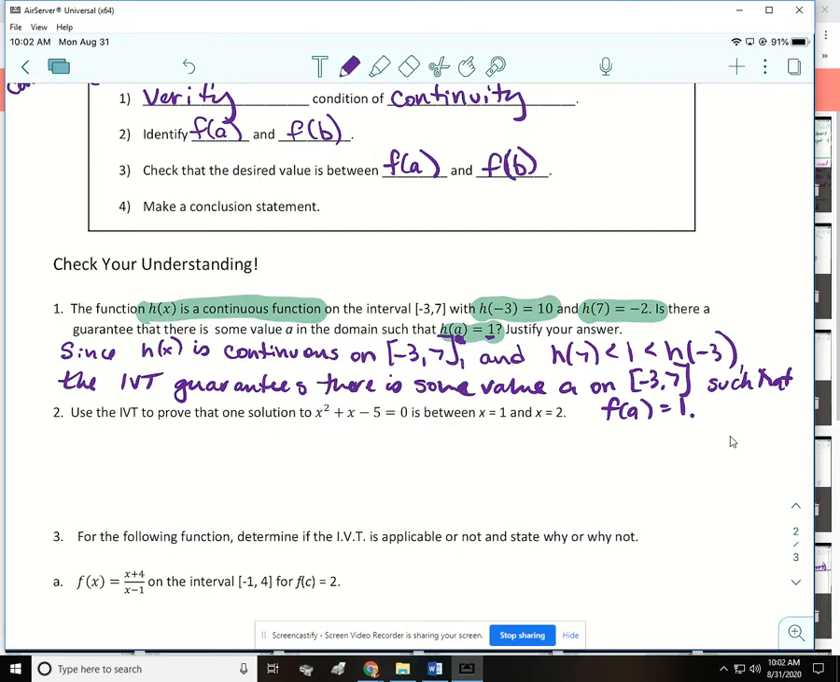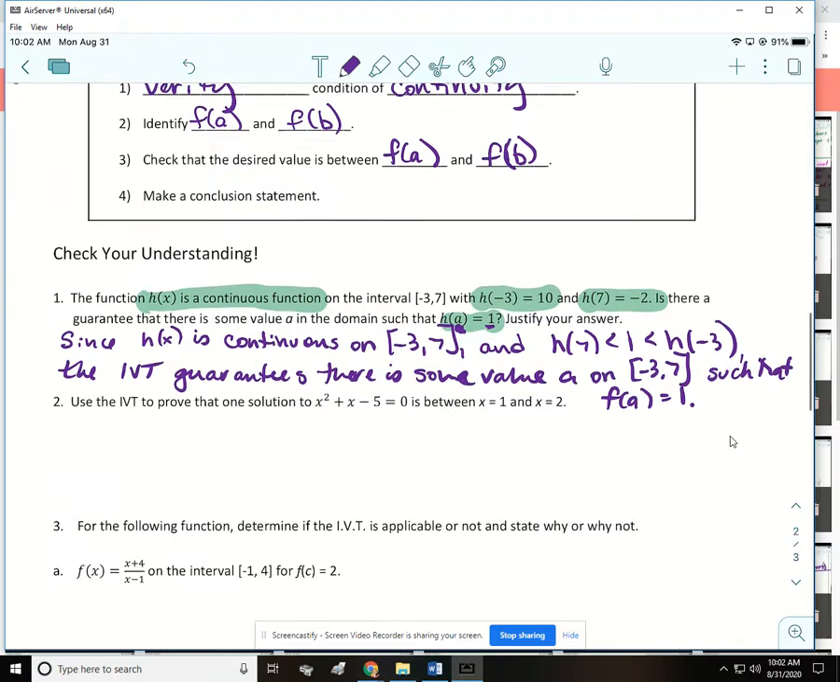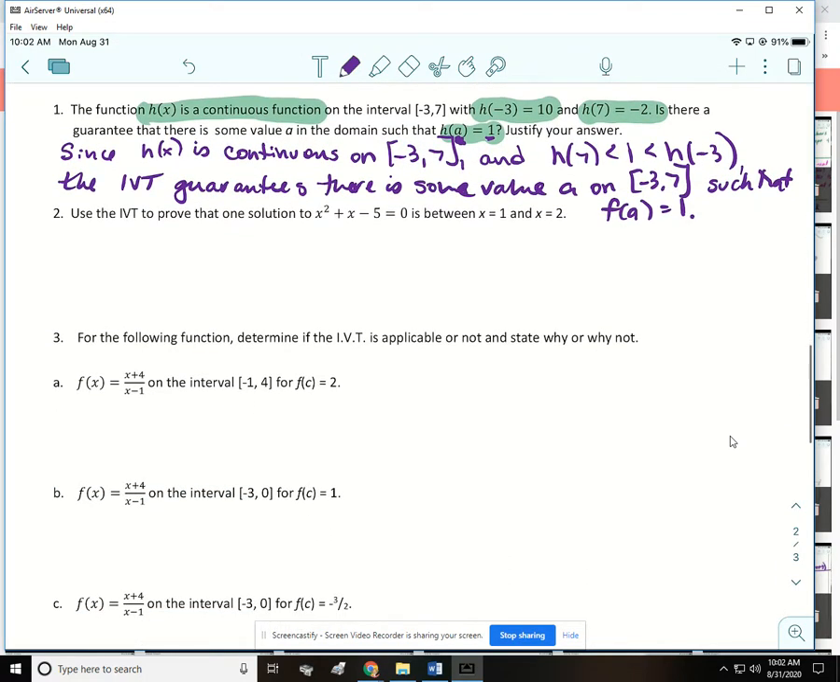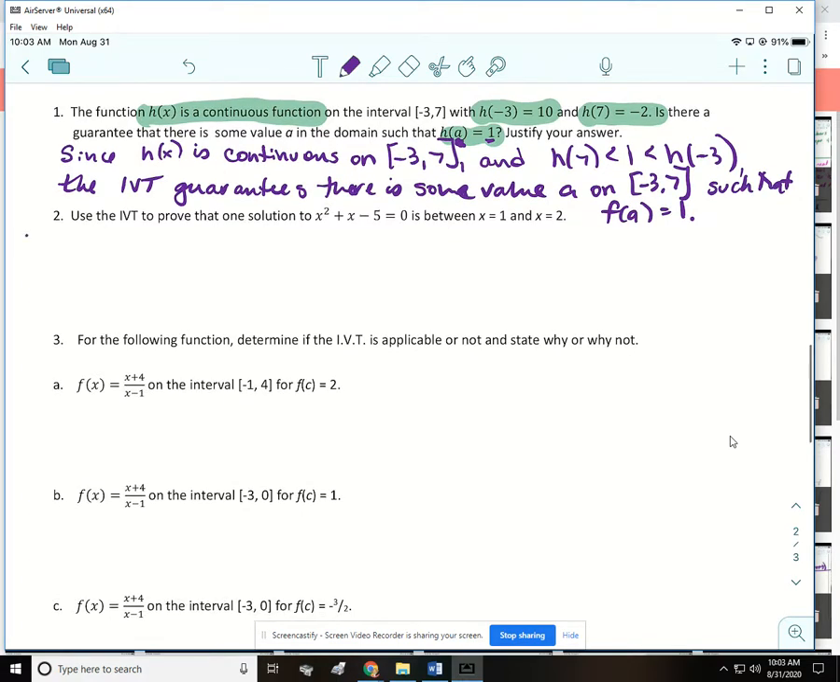All right, now sometimes it's not as laid out for us as that one, so let's look at the next one. For number 2, we're going to use the intermediate value theorem to prove that one solution to x squared plus x minus 5 equals 0 is between 1 and 2. All right, now we're going to actually go through the steps on this one. So number 1, even though this is an equation, let's call it a function. So let's say we're going to let f of x equal x squared plus x minus 5.